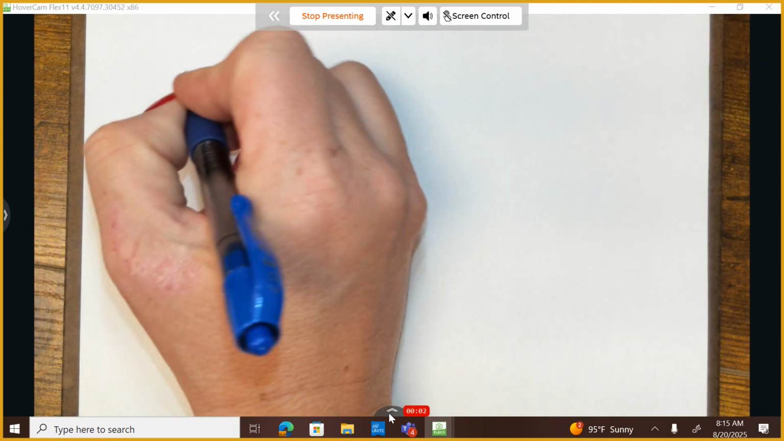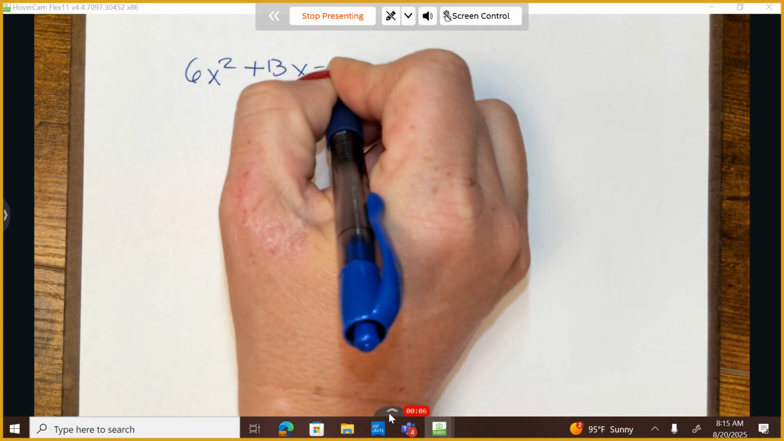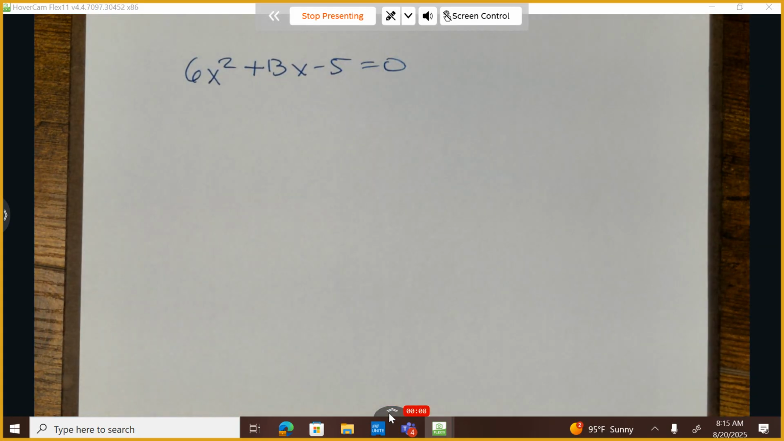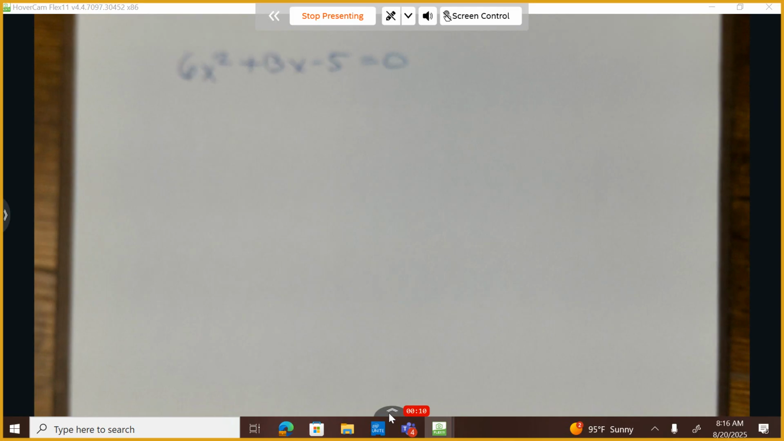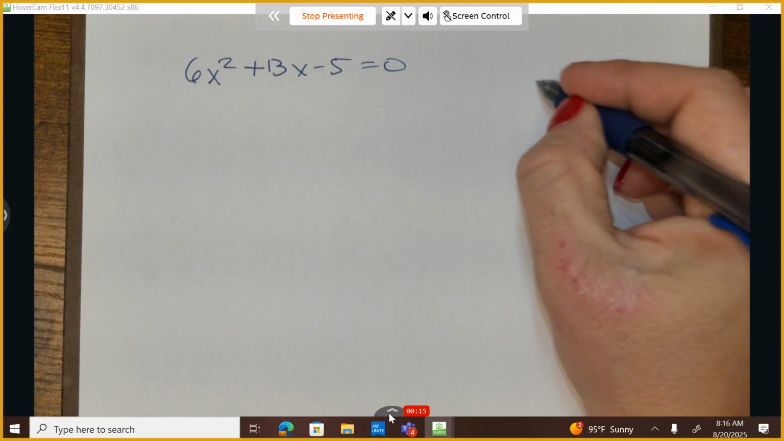So this is going to be a recap of learning. Please do me a favor and write down 6x squared plus 13x minus 5 equals 0. We have a quadratic equation that we're solving. And in the video, I talked about multiple different ways that you can solve this. I'm going to come off to the side.